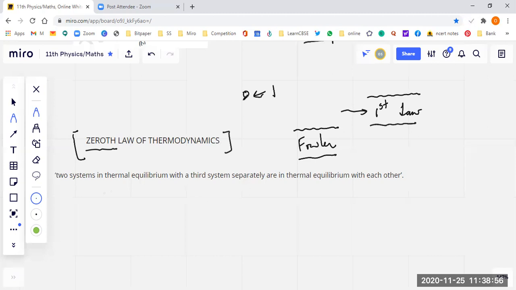Now, what is this law? Well, he says two systems which are in thermal equilibrium with a third system separately are in thermal equilibrium with each other. Once again, two systems in thermal equilibrium with a third system separately are in thermal equilibrium with each other.